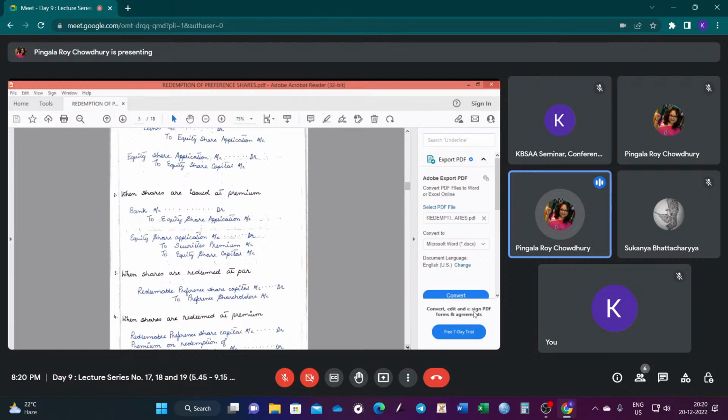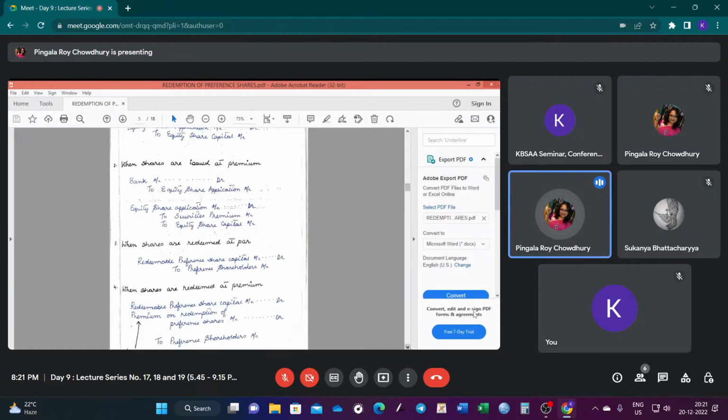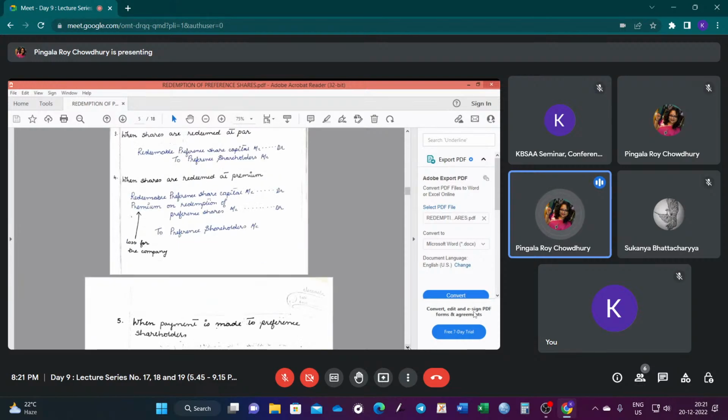Now why are we debiting share capital? Going back to the golden rule. Now this is a preference share capital. Share capital is a liability which is coming on the credit side. Now you are redeeming it. That means you are reducing it. If you are reducing a credit amount, you obviously need to debit it. So redeemable preference share capital account is being debited and you are creating preference shareholders because you need to pay them. So to preference shareholders. And when you will be paying them, the entry will be preference shareholders account debit to bank.